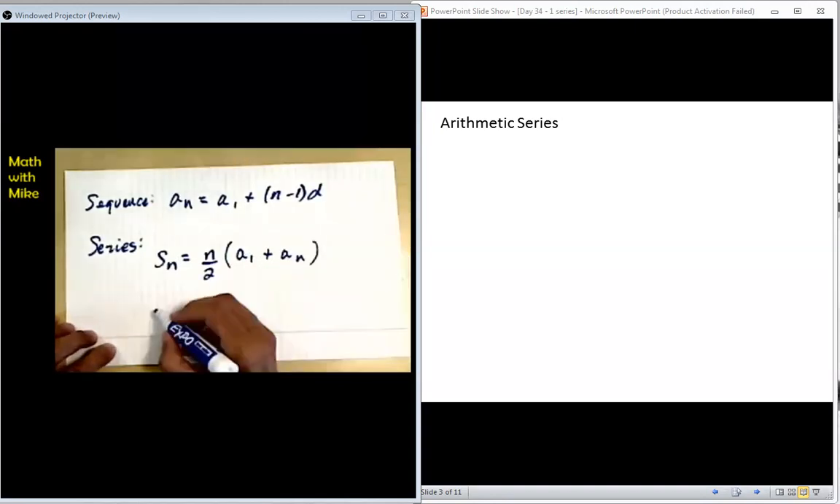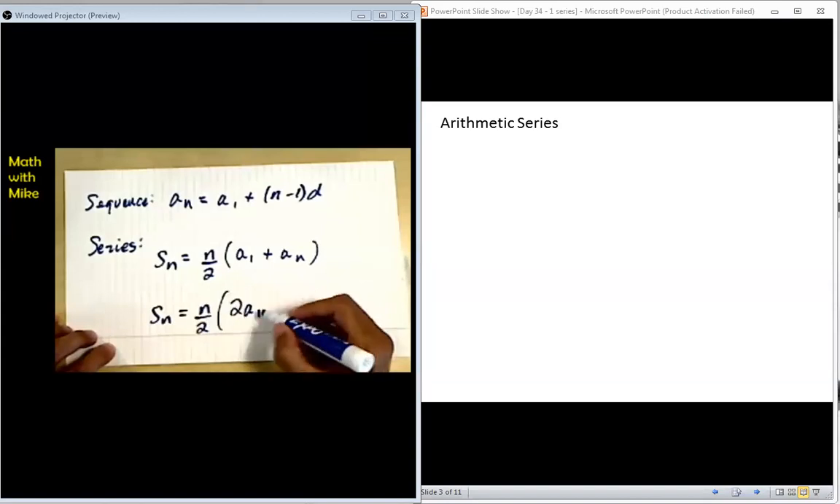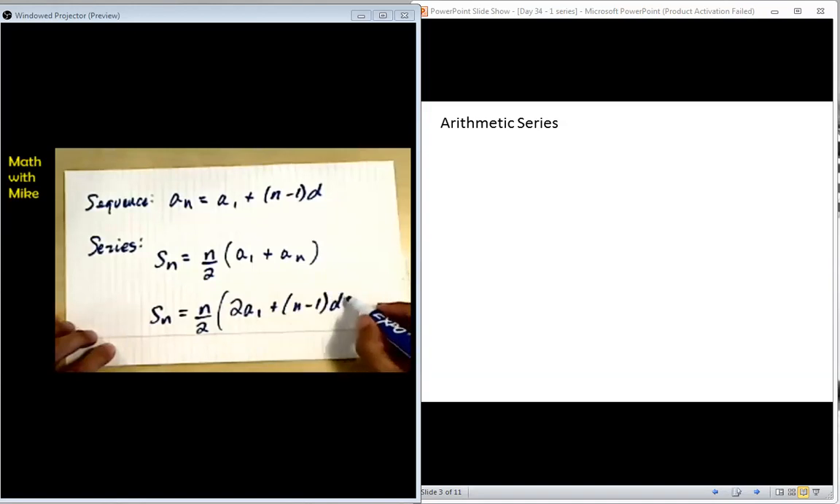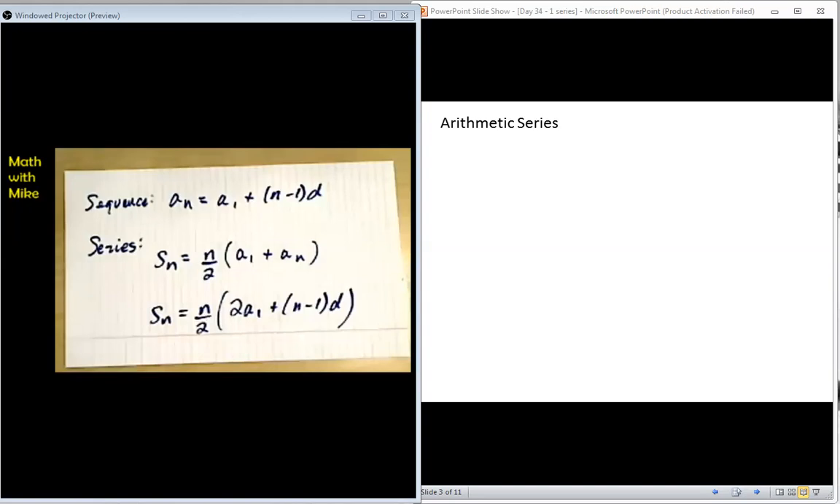And then another version looks like this. Sn is equal to N over 2 times 2A1 plus N minus 1 times D. Okay, so for this section, these are the 2 formulas we're going to be working with. That's like jumping to the last page of the story there.